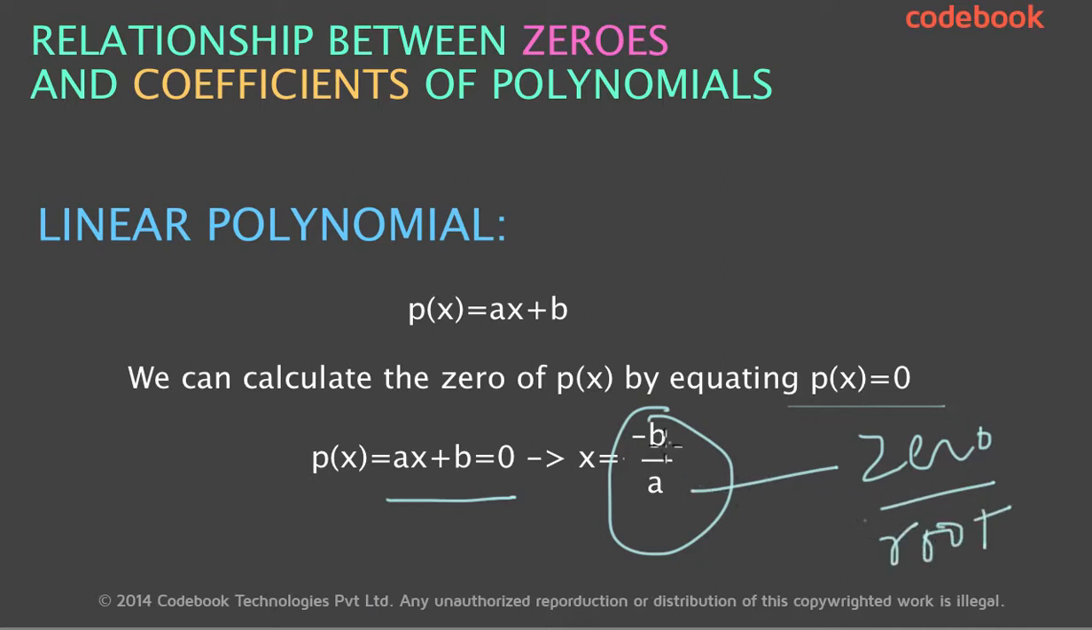So if you observe here, the relationship between the zero and the coefficients of this polynomial is, so here a is the coefficient of x and b is the constant term. We will also consider the constants in the relationship. So over here we have minus b by a, where b is the constant and a is the coefficient. So that is the relationship between the zero of a linear polynomial and its constant and coefficient.